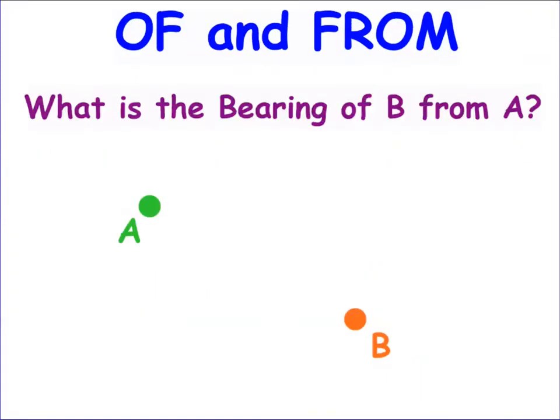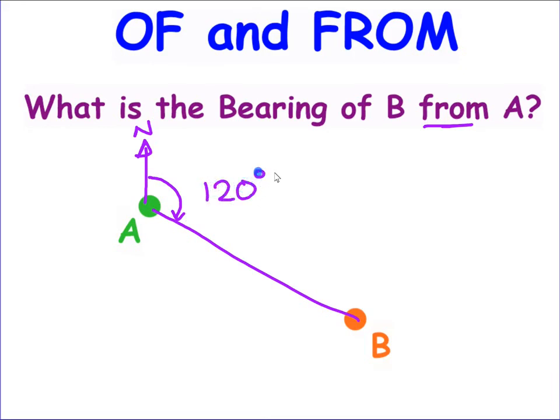Let's try this with another couple of bearings. So what is the bearing of B? So that's our end position from A. So the "from" tells us the one we're interested in. So we draw it reference to north. If we draw a straight line between them, the angle we're interested in clockwise around is this angle here. And when we measure it, it is 120 degrees. So our bearing would be 120 degrees.